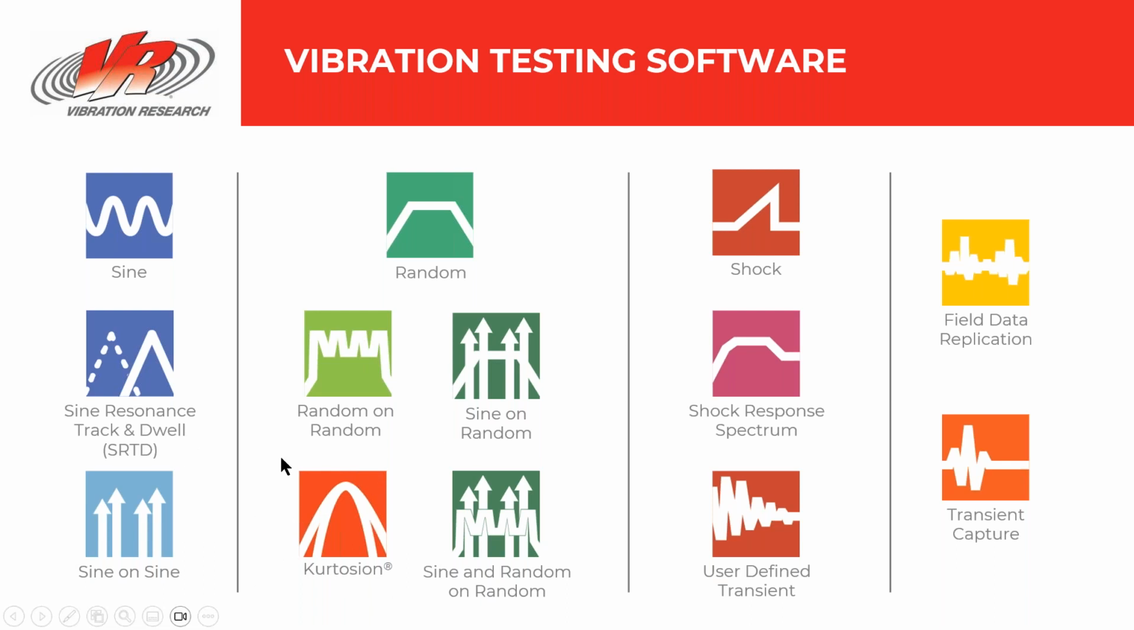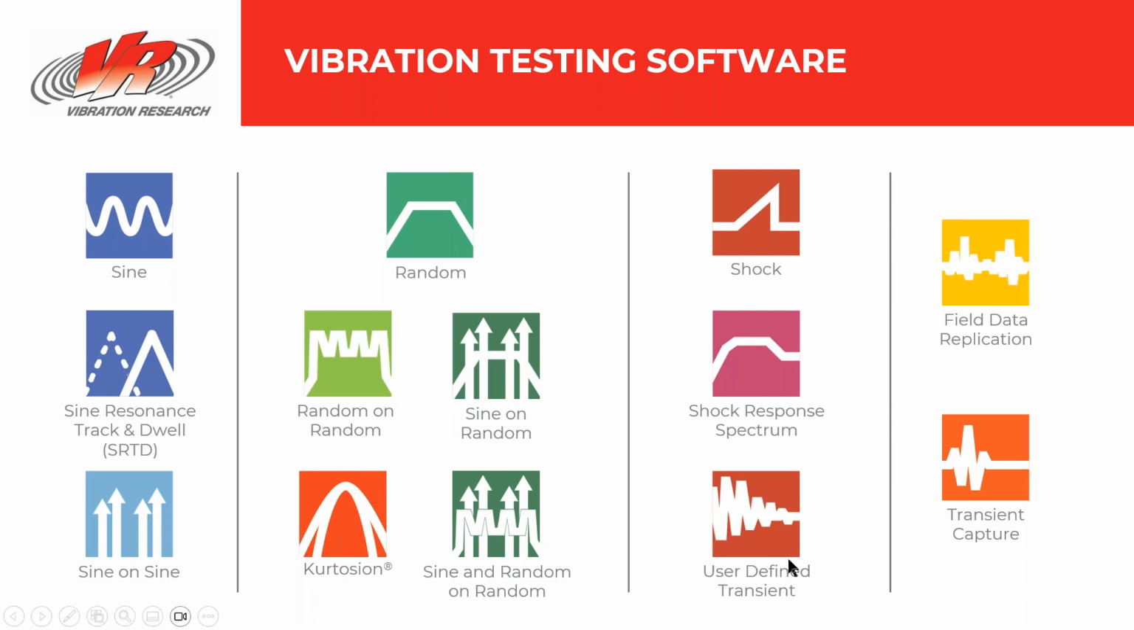You've got the Kurtosion control there as well. So if you know that your vibration environment is non-Gaussian, then you've got the Kurtosion control, and then you've got the sine on random and random if you want to do a combination of the two. On the shock side of things, you've got that classical shock, which is either half sine or terminal peak or trapezoidal square wave type pulses. So these are kind of simplified classical shock pulses.